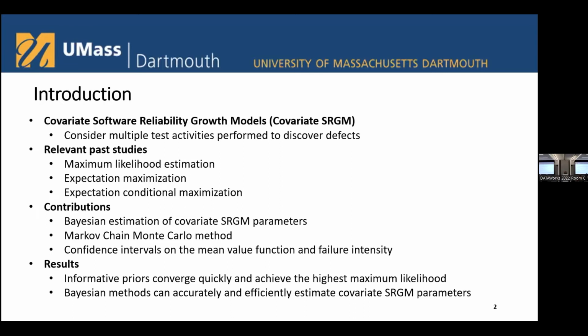Okay, so past research that used covariate models usually applied maximum likelihood estimation or expectation maximization and expectation conditional maximization to estimate parameters to do model fitting and predictions. So the contribution of this paper is to apply Bayesian estimation technique to improve those predictions and improve the model parameters estimation.